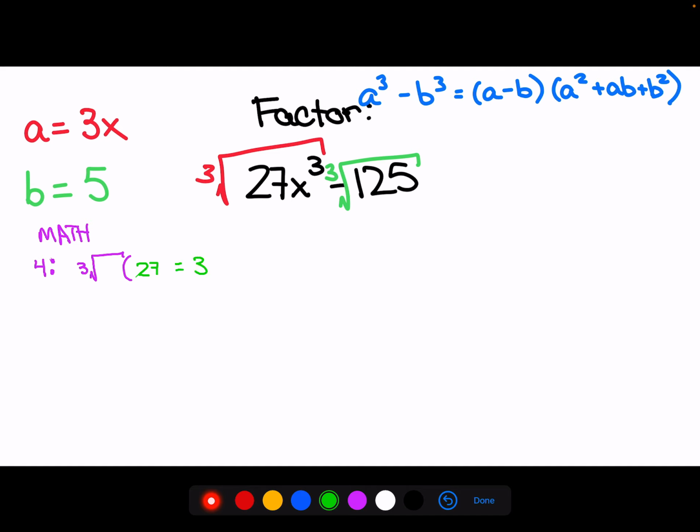All right, and of course, then I realize, hey, we have an x cubed here. Well, x times x times x will give me x cubed, so that's where the x comes from.